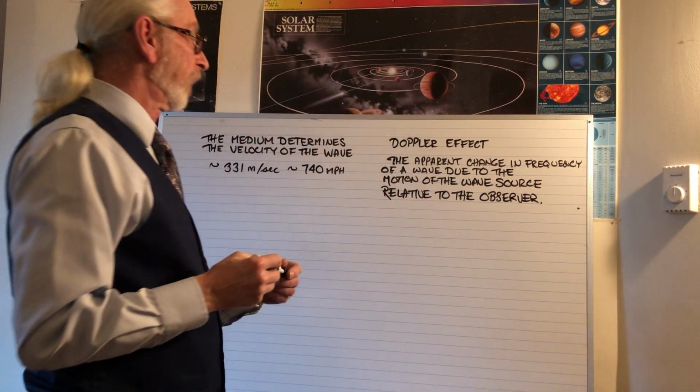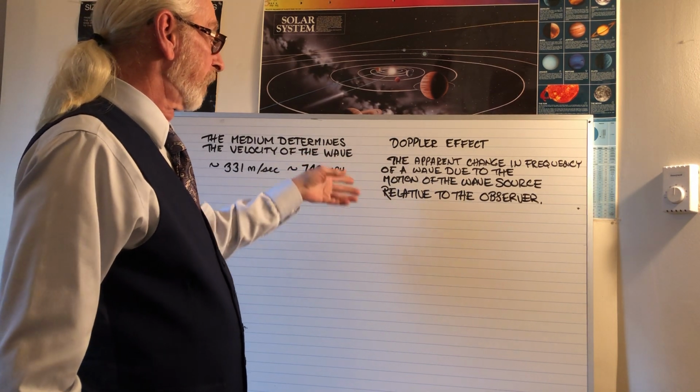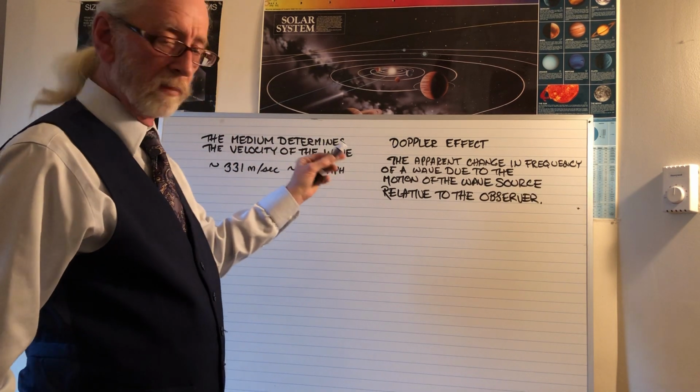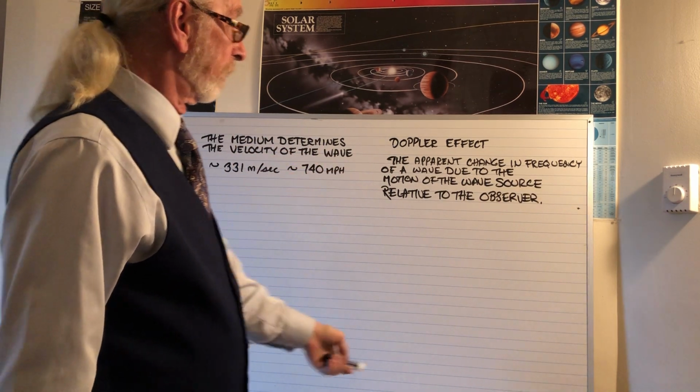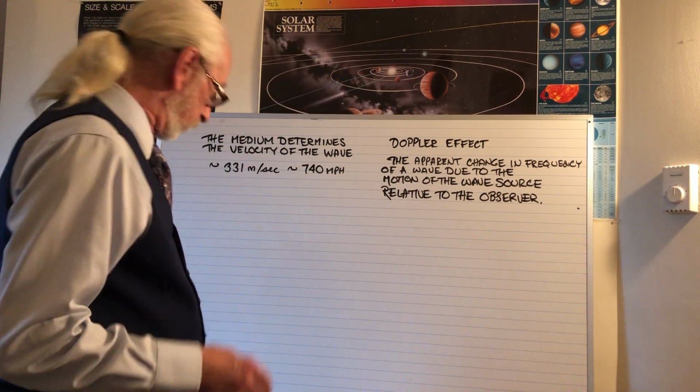It is the apparent change in frequency of a wave due to the motion of the wave source relative to the observer. All right? So it has to do with motion, and it also has to do with the observer. Okay? We need to know how this works.